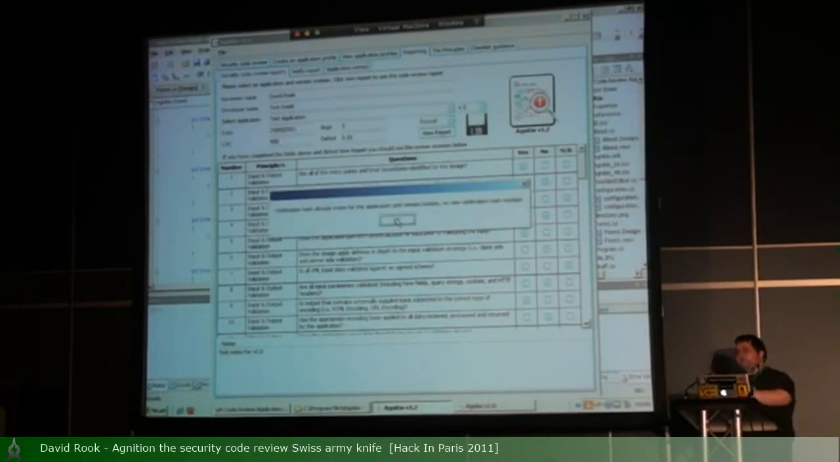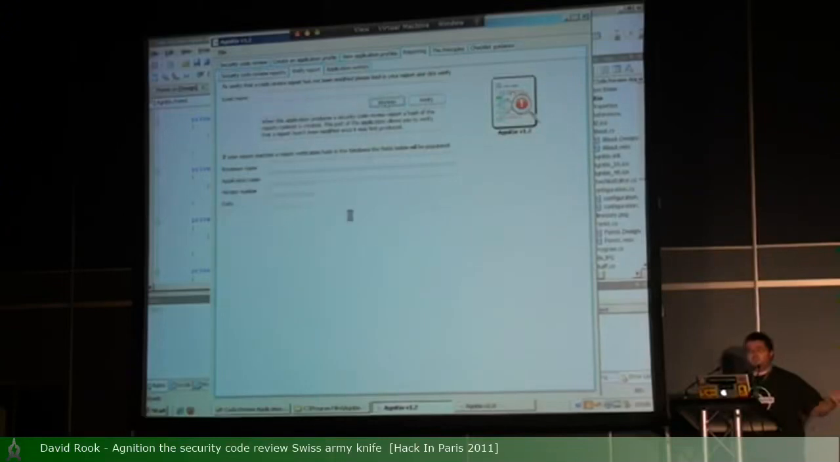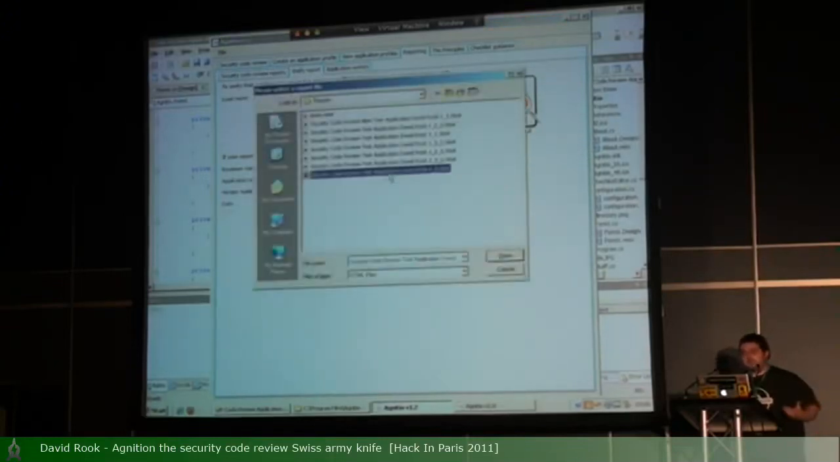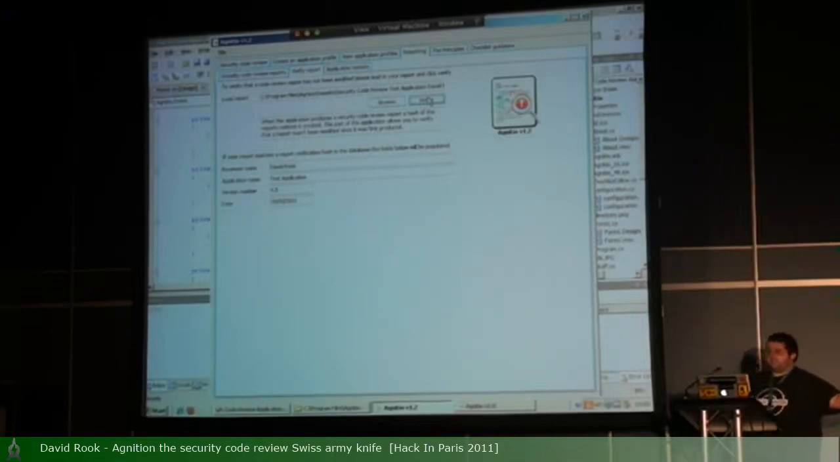Now, because I already had a version of that report saved, I get a slightly different message here. But when Ignitio saves your code review report, it takes a hash of the report contents and then stores that in a verification table. So when that auditor comes to you next year and asks, how did you prove to me that you didn't edit that yesterday? Well, what you can do is load in any of the reports we've saved from Ignitio. So this one here is just the one we've just saved. And when we click verify, it takes a hash of the contents again, compares that to the verification table. If it's got a match, it tells you who reviewed it, what the application was, the version number and the date the report was saved.